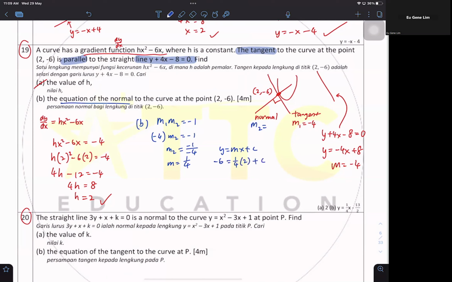x is 2. 1 over 4 times 2, press calculator, 1 over 4 times 2 is 1 over 2. Bring over -6 minus 1 over 2. Don't know, press calculator. 13 over 2, negative. Negative 13 over 2. So what's the equation of the normal? y equals 1 over 4 x minus 13 over 2. Done.